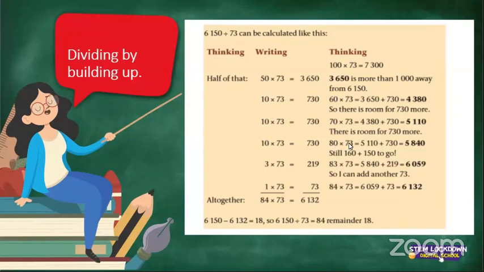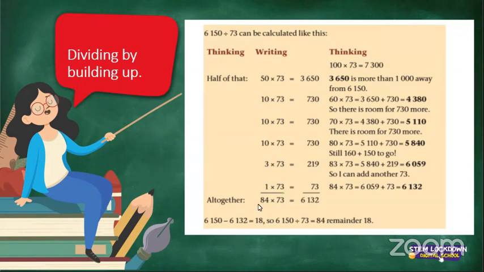So you know 80 multiplied by 73, you take the previous answer, which was 5,110, plus 730. Remember, you said 70 multiplied by 73 equals 4,380 plus 730, which is 5,110. So you take that answer, you add the 730, and your answer will be 5,840. Still, there is 310 to go, right? So you say 3 multiplied by 73, you get 219. So you have 83 multiplied by 73, which gives you 6,059.